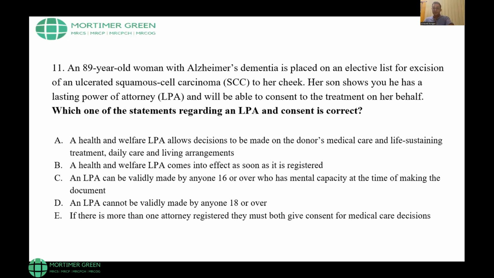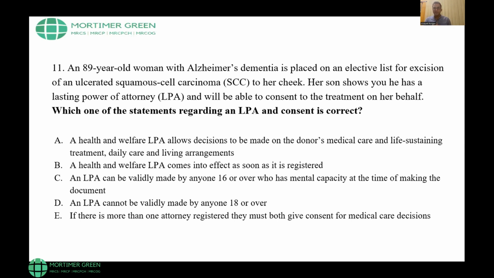Option B: in health and welfare, LPA comes into effect as soon as it is registered. Is it true? Let's see. So let's go option by option. There are two types of LPA. One is a health and welfare LPA, a lasting power of attorney. The other one is a financial LPA. A health and welfare LPA allows the attorney to act. The attorney can be anyone. Attorney does not mean lawyer. It can be the son, a friend. It can be anyone whom the patient trusts.